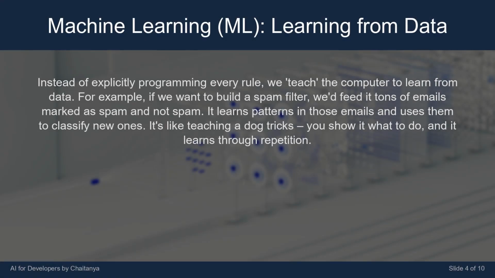Instead of explicitly programming every rule, we teach the computer to learn from data. For example, if we want to build a spam filter, we'd feed it tons of emails marked as spam and not spam. It learns patterns in those emails and uses them to classify new ones. It's like teaching a dog tricks. You show it what to do, and it learns through repetition.